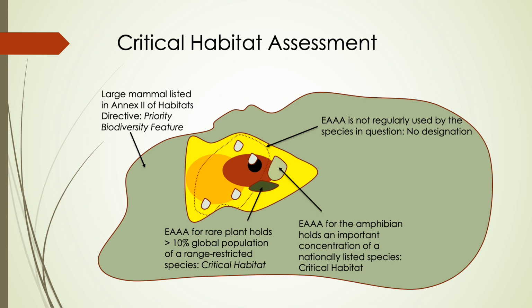There are no quantitative thresholds for species that appear on a national red list but are otherwise not on the IUCN's global red list or on one of the annexes of the Habitats Directive, Birds Directive, or Berne Convention. So it will require the expert judgment of a specialist to ascertain if the local population is of significant importance for the persistence of that species at a national level. If the answer is yes, the EAAA should be designated as critical habitat. That's the case with the amphibian in this example. Lastly, the disjunct habitat identified during scoping turns out not to be regularly occupied by the species of concern, so neither a priority biodiversity feature nor critical habitat designation is necessary.